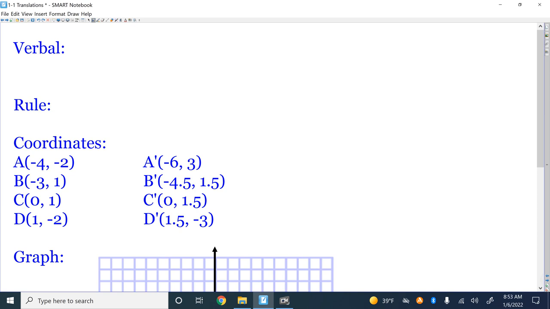All right, let's do our next problem then. And the next problem, what are we given? Coordinates. So, you can go either way. What do you want to do first? Graph them? Yeah, okay, let's graph them.